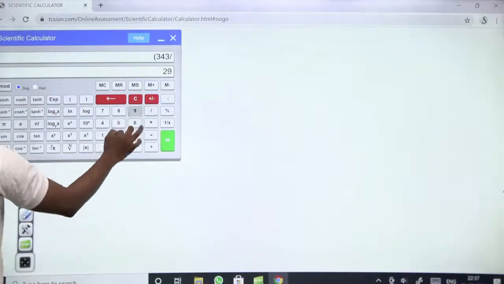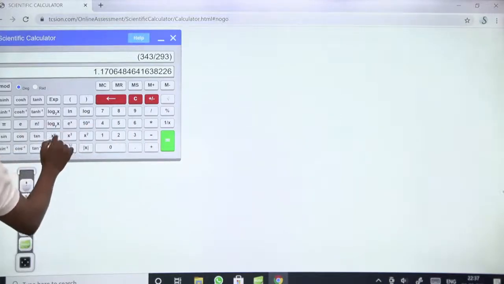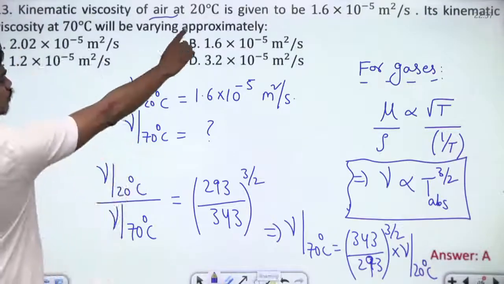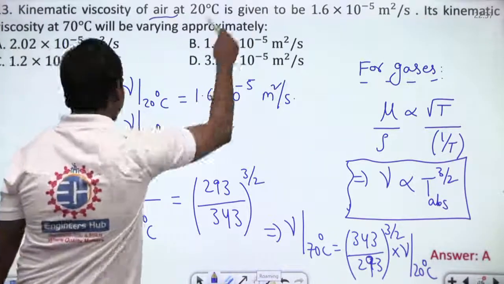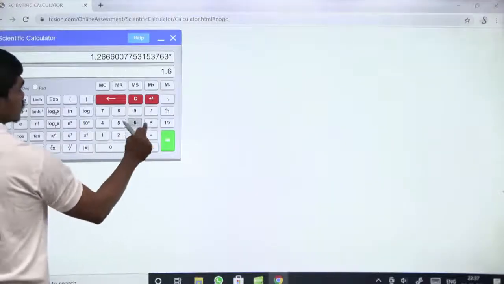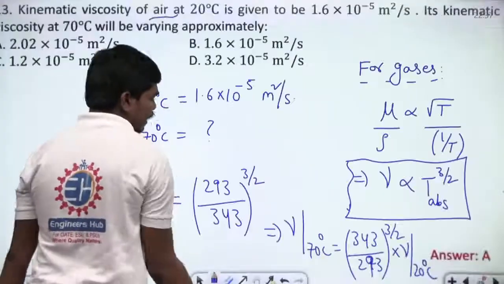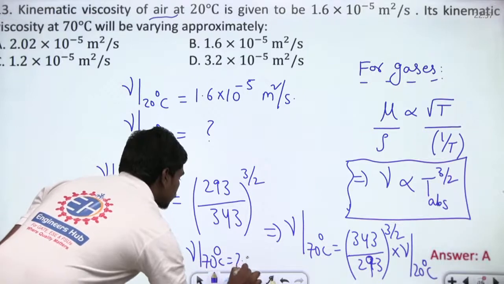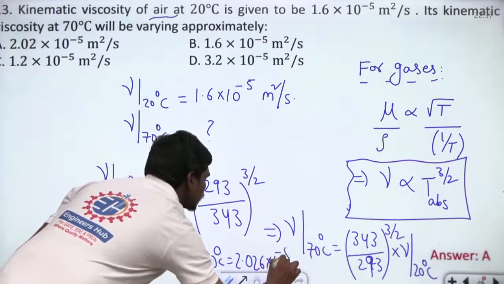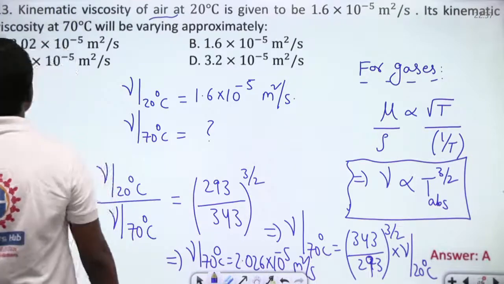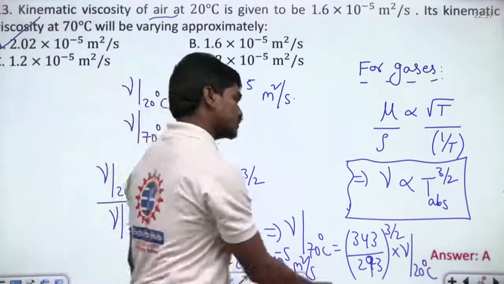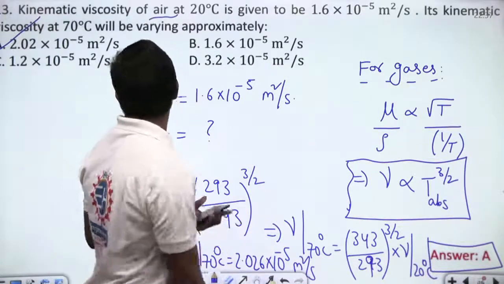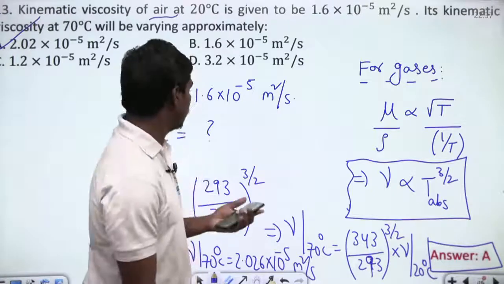343 divided by 293 whole to the power 1.5. 3 by 2 is nothing but 1.5. So this into, what is the kinematic viscosity given? Since the answers are also in 10 power minus 5, let us multiply 1.6 alone. So into 1.6, you see 2.026. So kinematic viscosity at 70 degrees Celsius is nothing but 2.026 into 10 to the power minus 5 meter square per second. And you can see clearly this value is in option A. Yes. Fine. Clear? So A is the correct answer, 2.02 into 10 to the power minus 5.